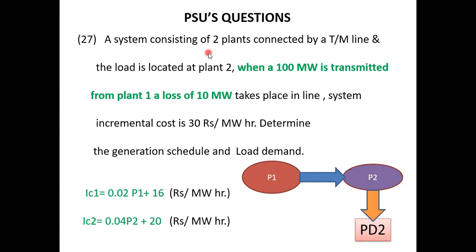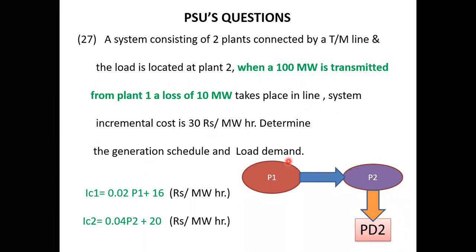A system consisting of 2 power plants connected by a transmission line, and the load is located at plant 2. When 100 megawatt is transmitted from power plant 1, a loss of 10 megawatt occurs in the transmission line. One more given data is the incremental cost, which is 30 rupees per megawatt hour. Then they're asking for the generation schedule and load demand, which means we need to find P1 and P2, and at the same time PD.